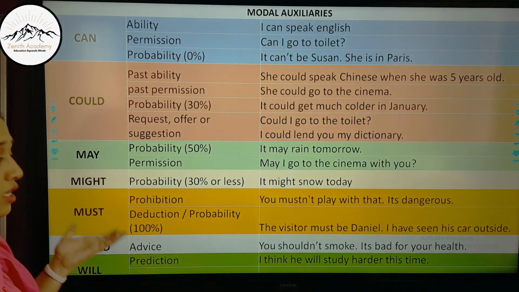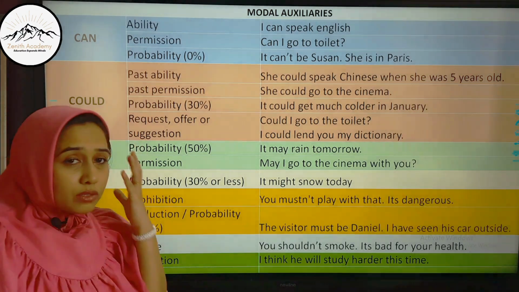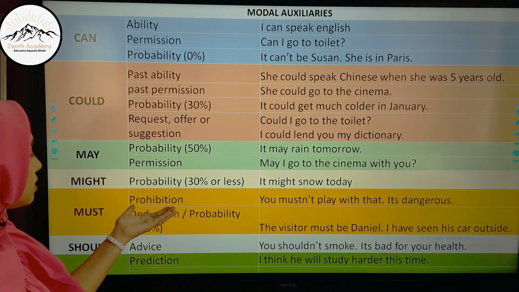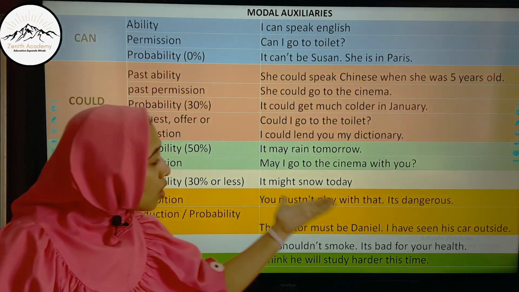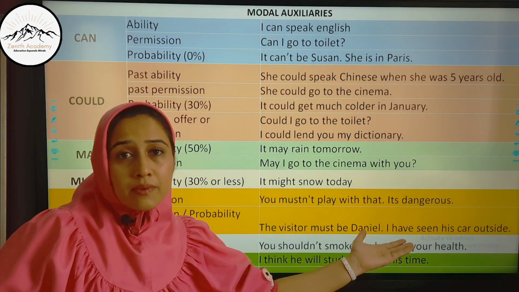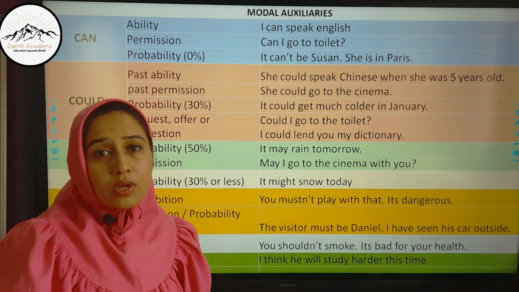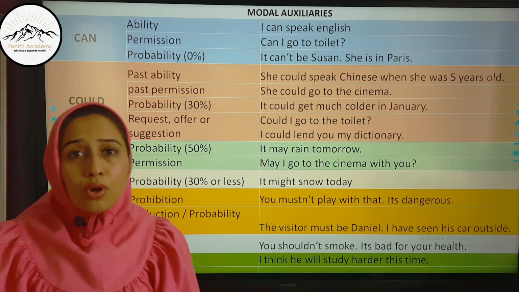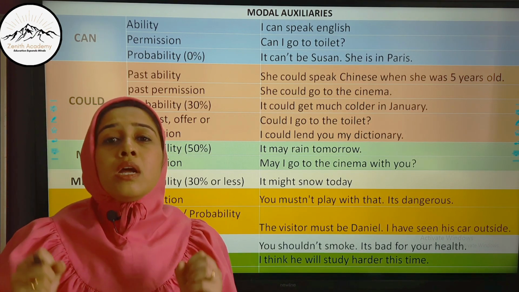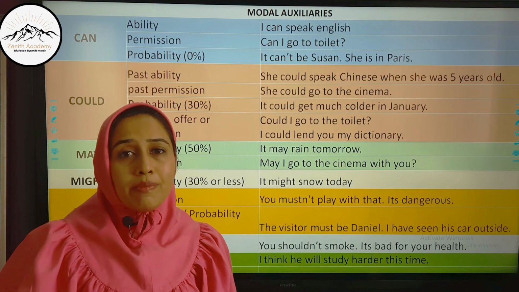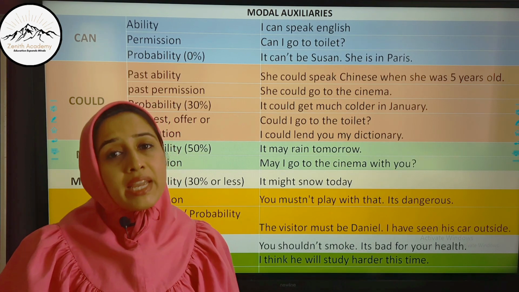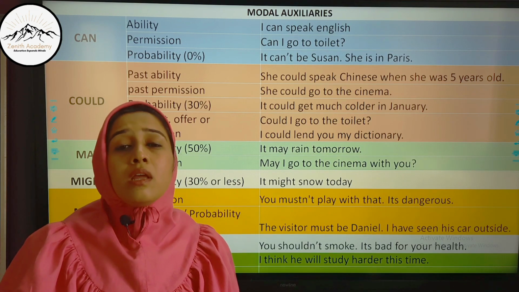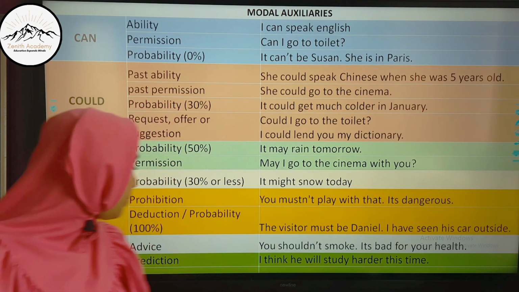Must. Now must is used when you are showing a kind of compulsion. The first is prohibition. You must not play with that, it's dangerous. You must not spit on the road. So when you use must with not or without not also, it shows a particular compulsion or prohibition. You must finish your work by evening. So here it is showing a particular deadline compulsion that you have to get your work done.